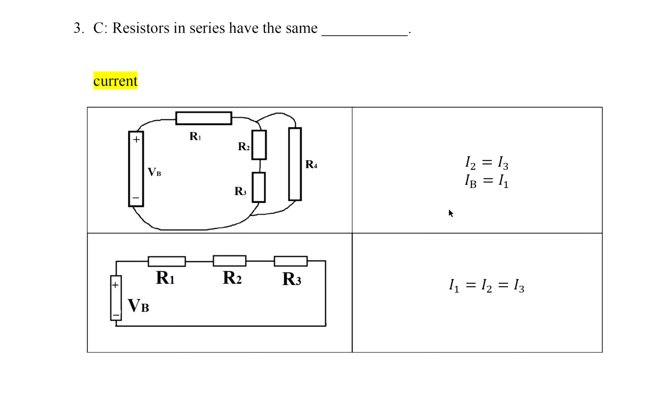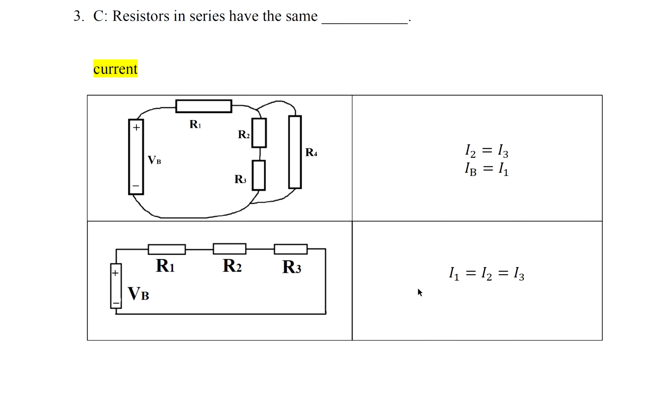Question 3. Resistors in series have the same current. So here are some examples. In this first image, I2 equals I3, that means the current going through resistor 2 equals the current going through resistor 3, and I_B equals I1, meaning the current going through the battery equals the current going through resistor 1. And I1 equals I2 equals I3 in the bottom image, that means the current going through resistor 1 equals the current going through resistor 2 equals the current going through resistor 3.